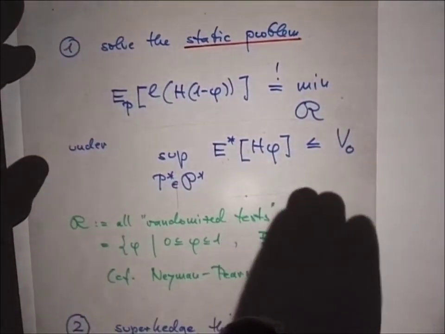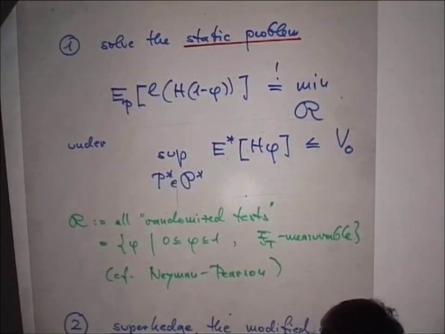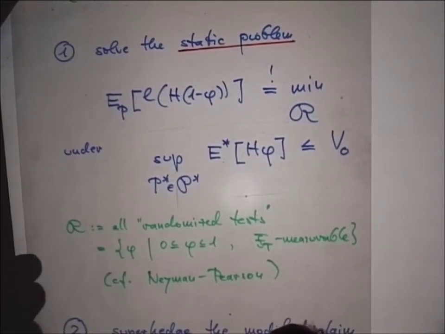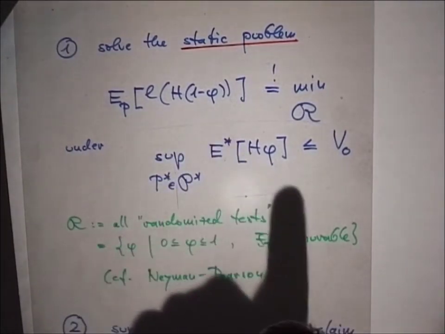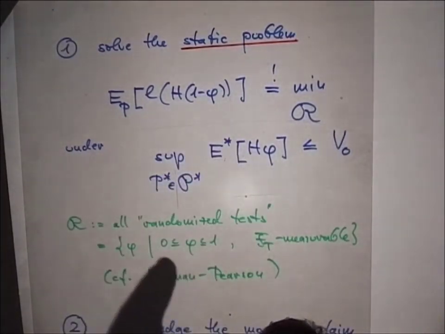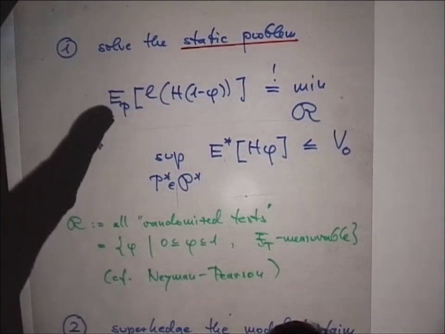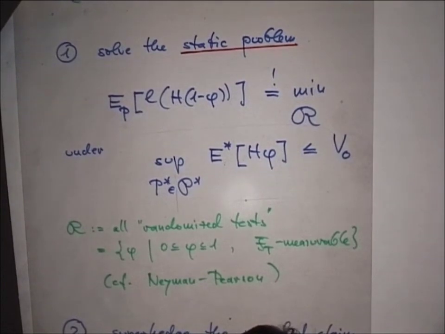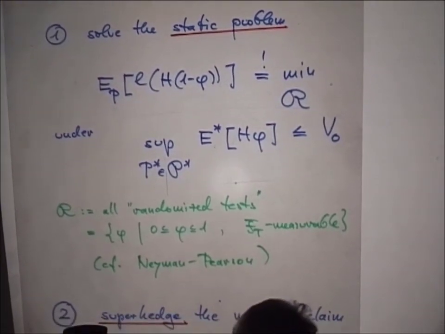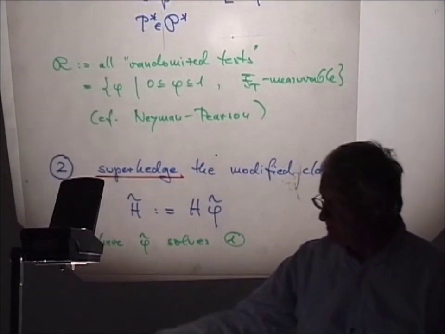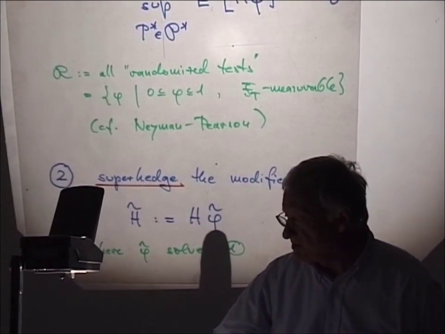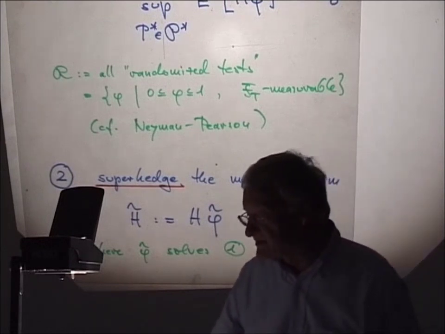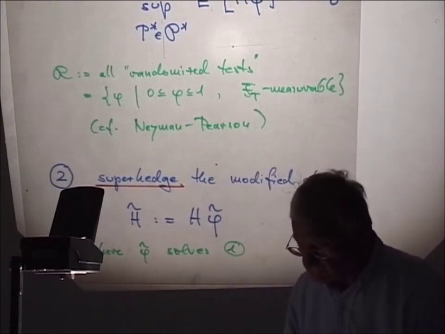You first solve a certain static problem, which is mathematically related to the Neyman-Pearson theory of statistical tests. You find some phi between 0 and 1, so that this quantity is being minimized. And then you take the modified claim where you scale it down, by multiplying with a factor smaller than or equal to 1, and this you superhedge. And that turns out to be the optimal solution.